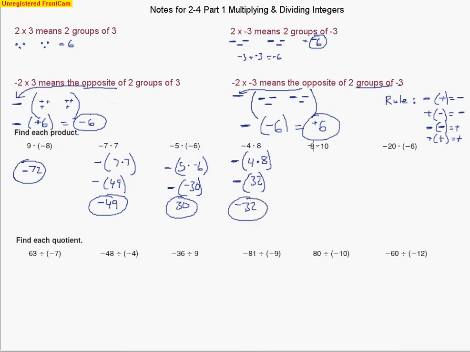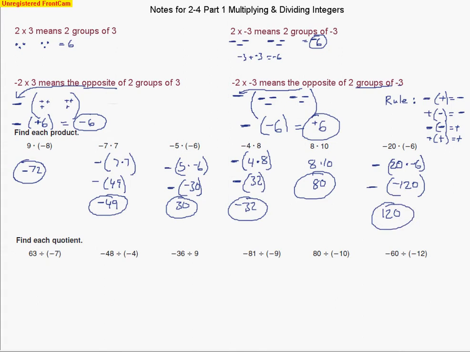Here we just have 8 groups of 10. 8 groups of 10 is just 80. And that's the answer. Here we have the opposite of 20 groups of negative 6. Well, 20 groups of negative 6 is going to make a bunch of negatives, 120 negatives. But I've got to take the opposite. So that ends up giving me positive 120.